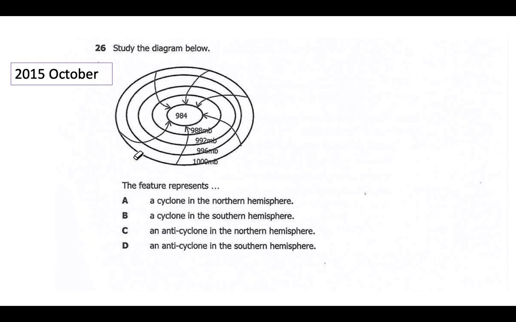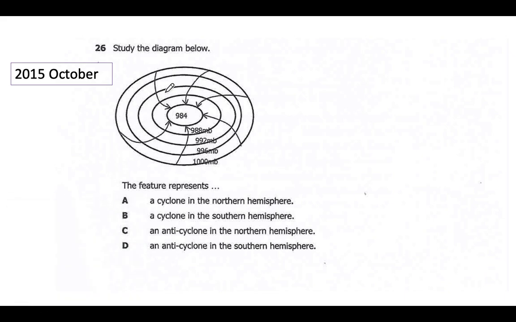So let's look at this other question. This other question is coming from 2015 October. The examiner went on to state, study the diagram below. So we have the particular inward flow of air. So we have to know that this is a cyclone. Now, what type of flow is this one? Let's try to look at the type of flow.